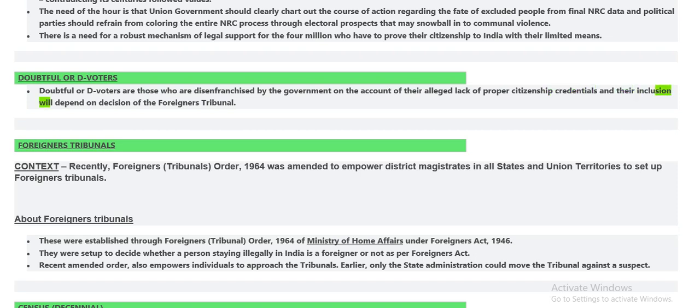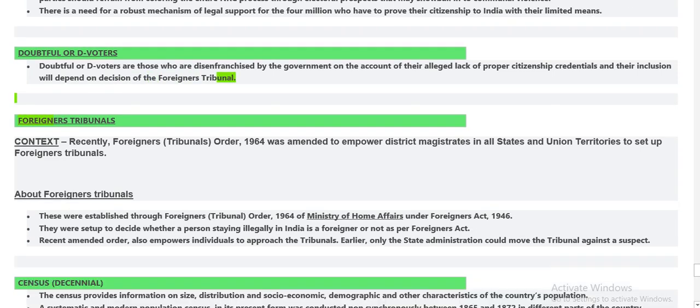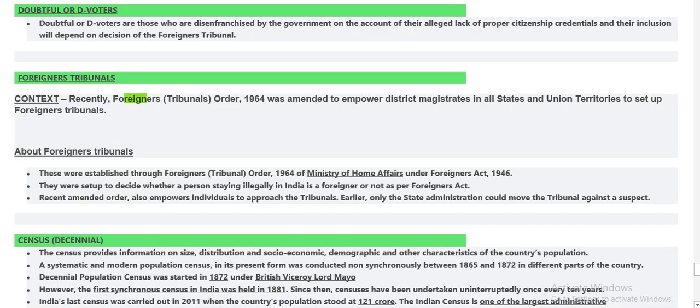Doubtful or D-voters. Doubtful or D-voters are those who are disenfranchised by the government on account of their alleged lack of proper citizenship credentials, and their inclusion will depend on the decision of the Foreigners Tribunal.